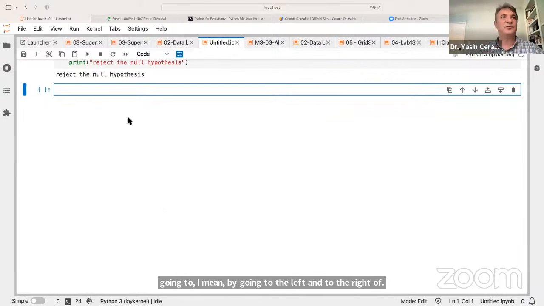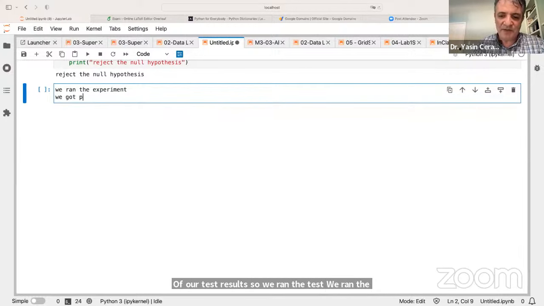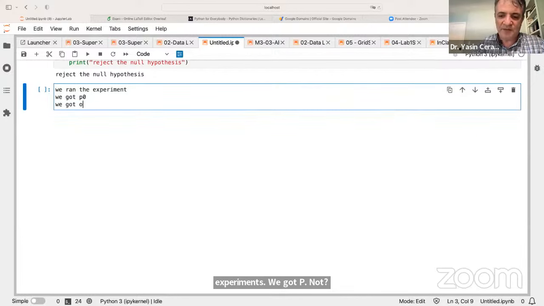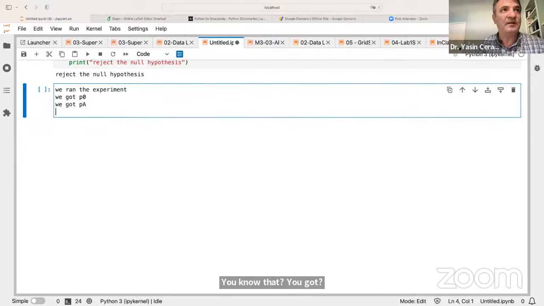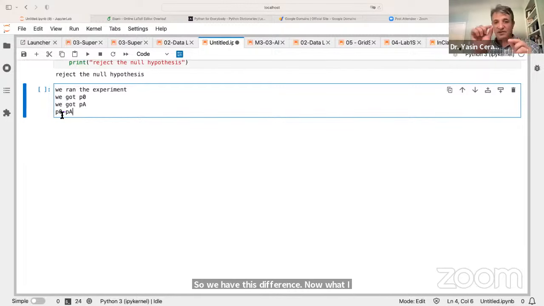our test results. So we ran the experiment, we got P0, and we got PA. Then we took the difference between P0 and PA. We got this difference, P0 minus PA. Now, this is just one point. This is just one experiment.